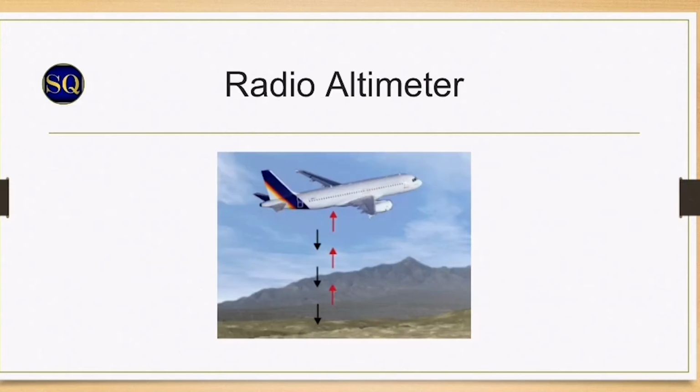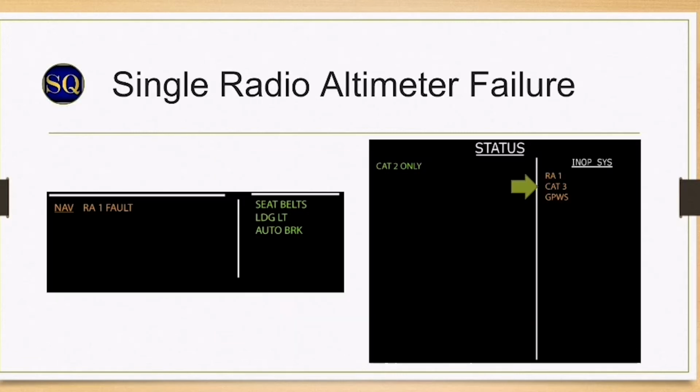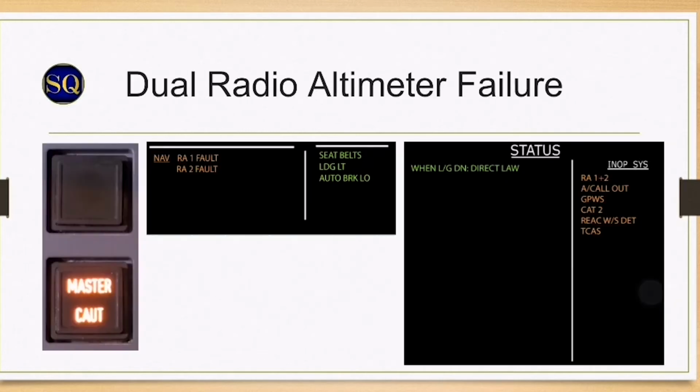Okay, let's dive in. The radio altimeters provide data to various systems and are used to change flight control laws. In normal law, they are used to activate the flare mode for landing. A single radio altimeter failure has minimal consequences other than the approach capability being reduced. The GPWS is lost only with an RA1 fault. Therefore, no crew action is required. Let's have a look at the dual radio altimeter failure.